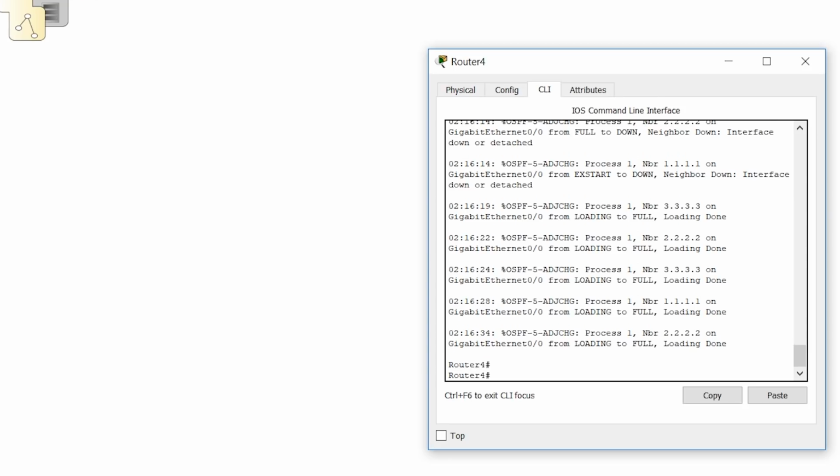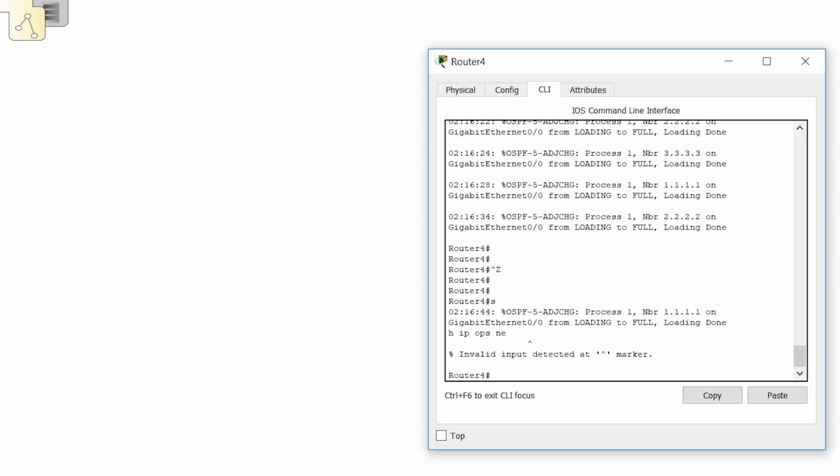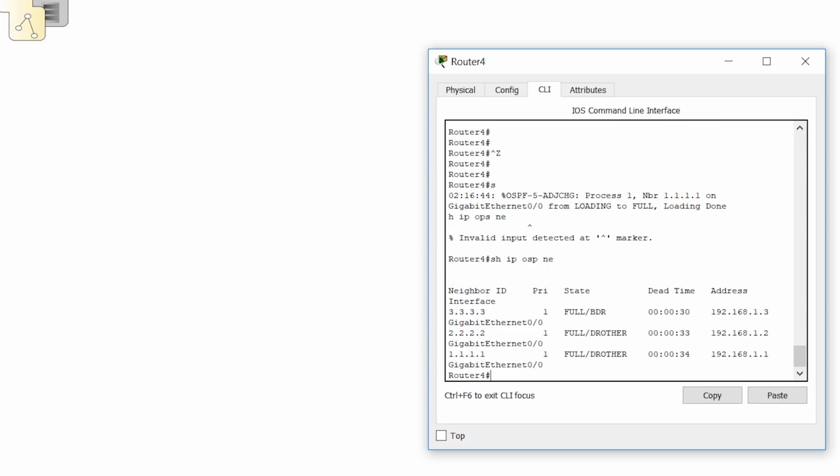Now let's see what happens. Show IP OSPF neighbors. Okay, we see now there's no DR mentioned. Router 4 had to be the DR according to our configuration because it had the highest router ID. But in the earlier case, router 4 was the last one to start, so it did not become the DR.